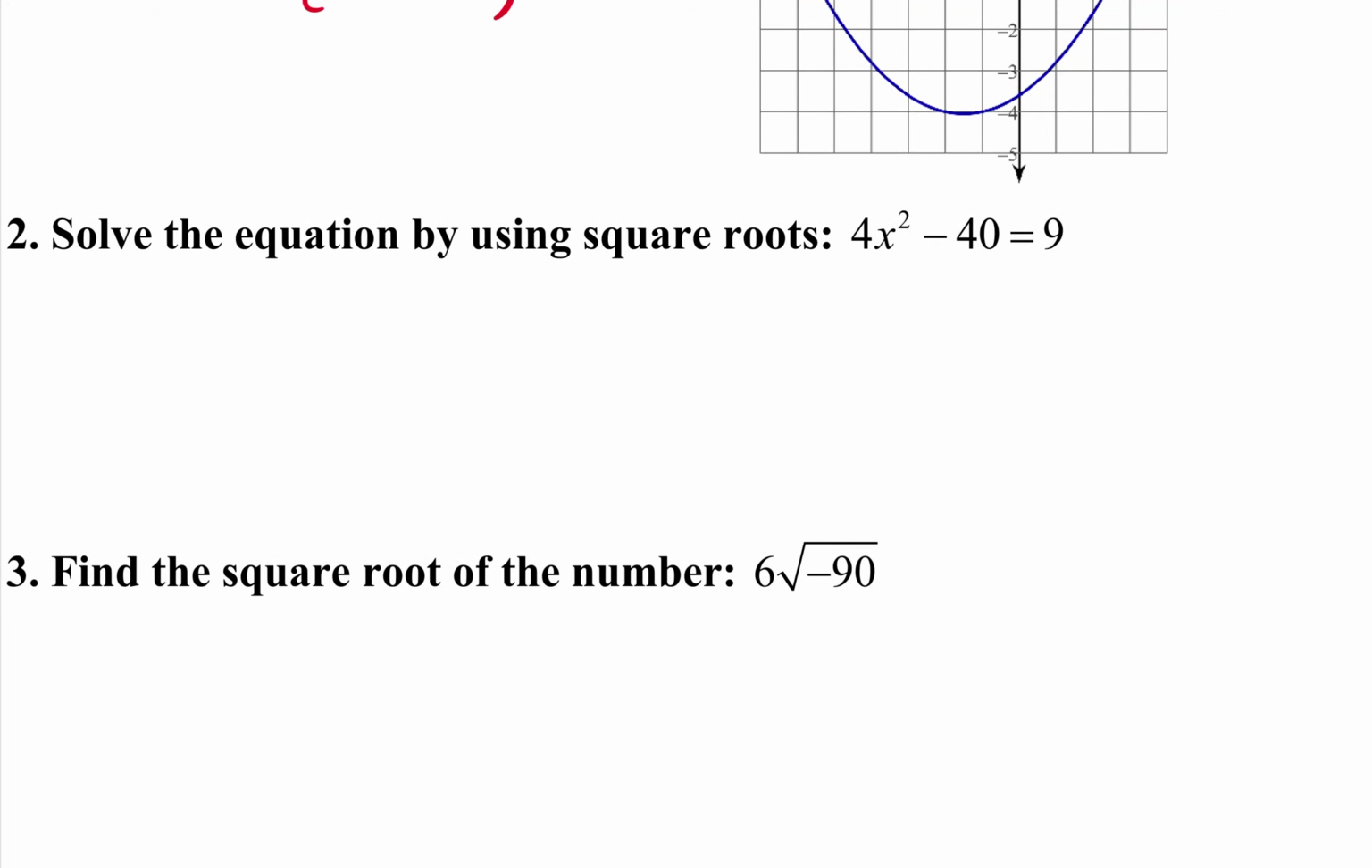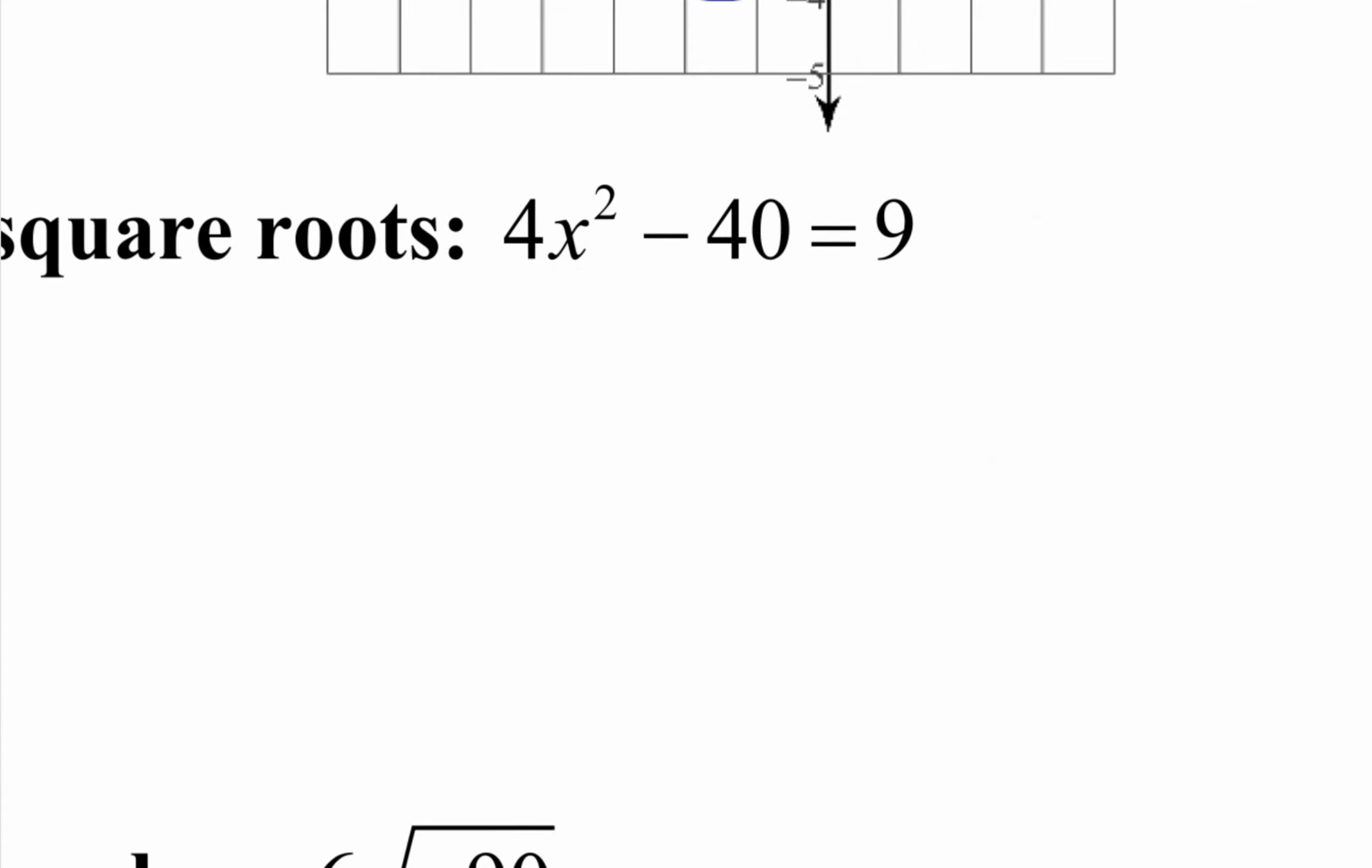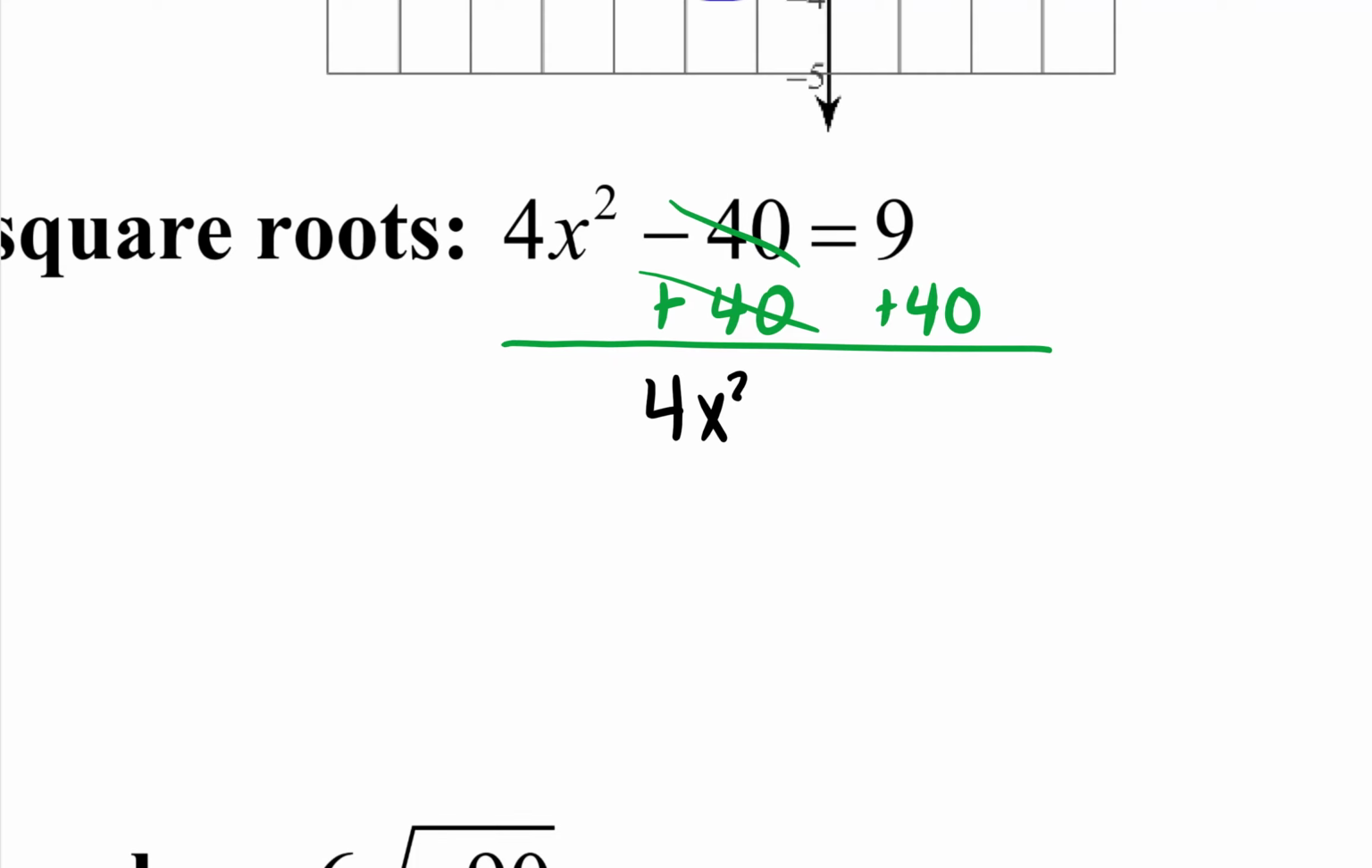Alright, number 2. Solve the equation by using square roots. To solve using a square root, the first thing I need to do is get the x squared by itself. So I'm going to move the 40 to the other side of the equation. They cancel out on the left side. I'm left with 4x squared equals 9 plus 40 is 49. And then you divide by 4 on both sides.